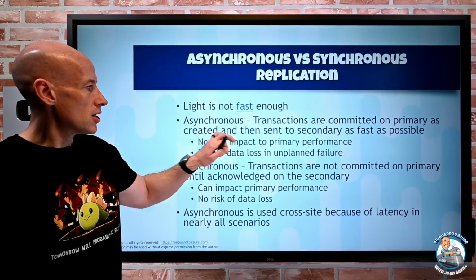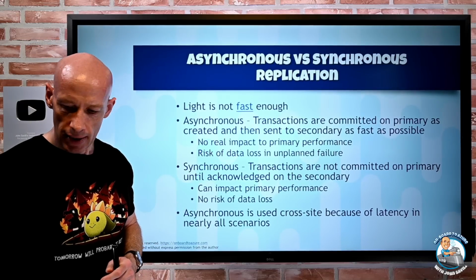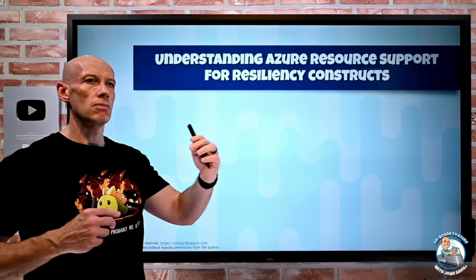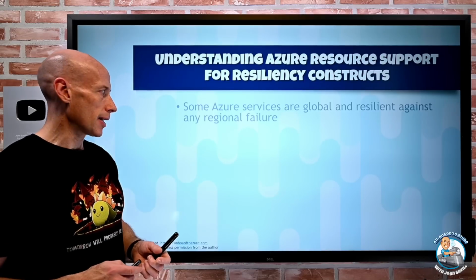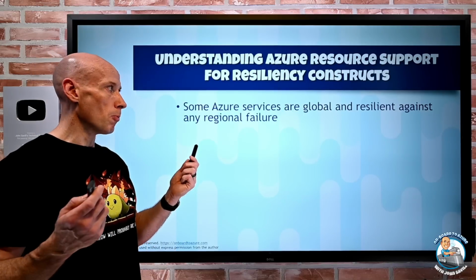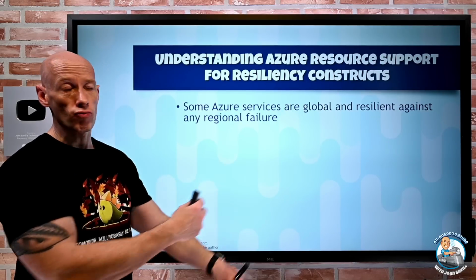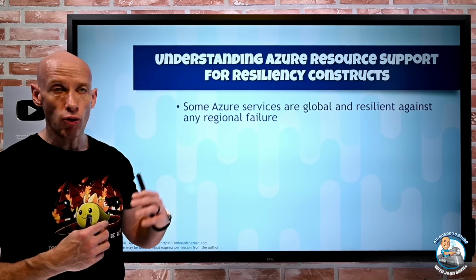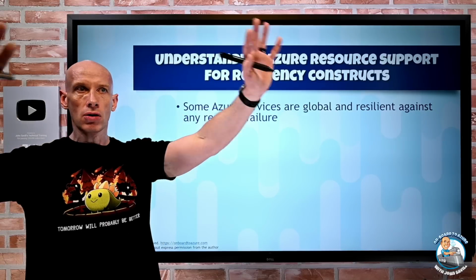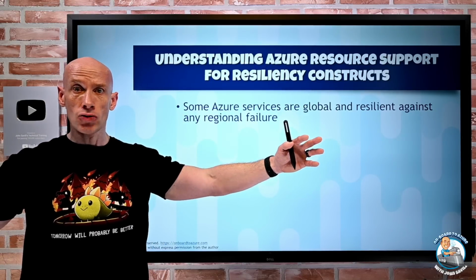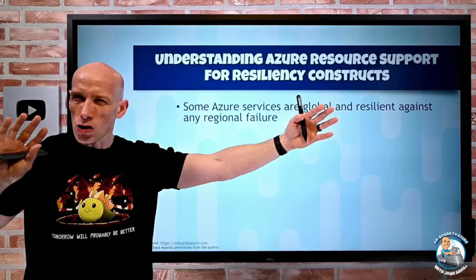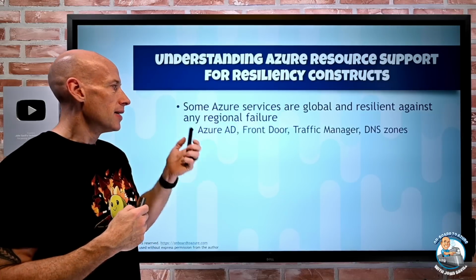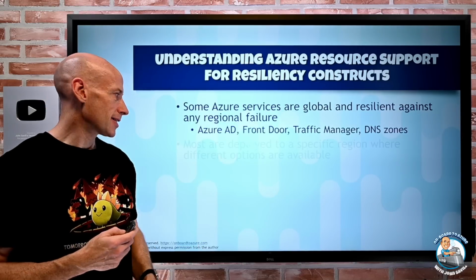All right. So we use asynchronously across regions. Azure resources will use these constructs differently. Some Azure services are global. They're not even bound to a region. Azure Front Door, Azure Traffic Manager, Azure DNS, both public and private, they're global. They are globally available. Azure AD, globally available, or at least a very large region area. I don't have to worry about some region level deployment. So Azure AD, Front Door, Traffic Manager, DNS.